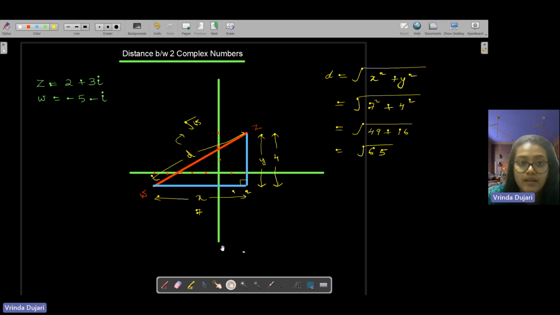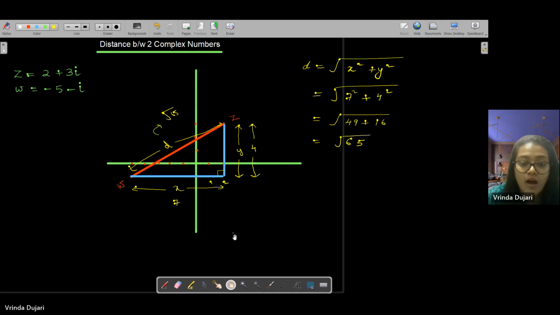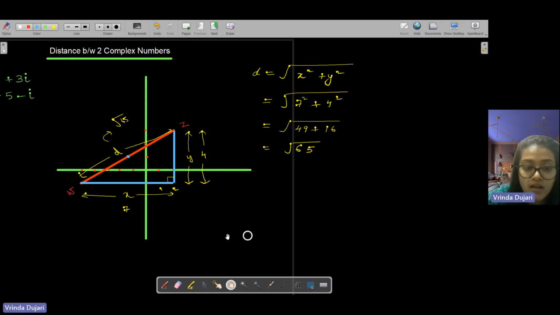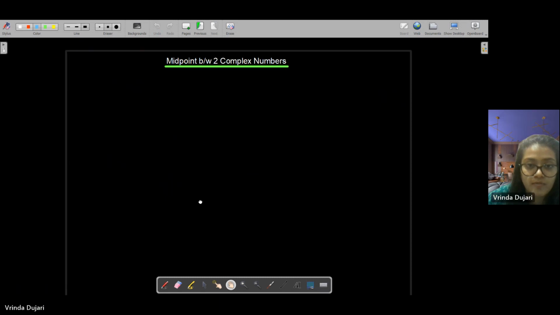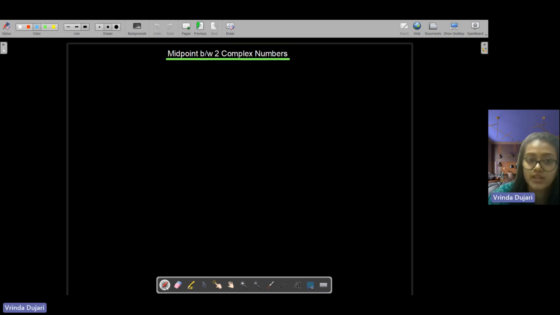And the second concept is, we want to find out which complex number is exactly in the middle of this line segment over here, exactly in the middle. We find that out by using the midpoint formula. So let's move to the next page. First, I'm going to write down the midpoint formula.